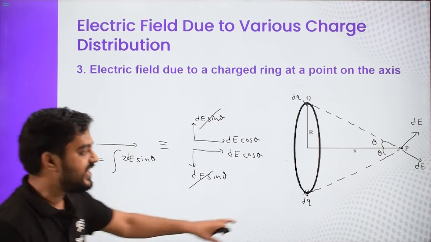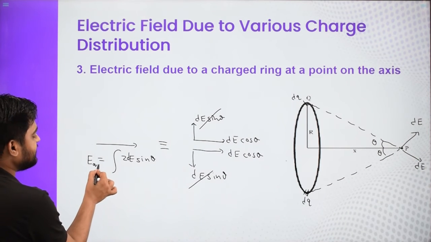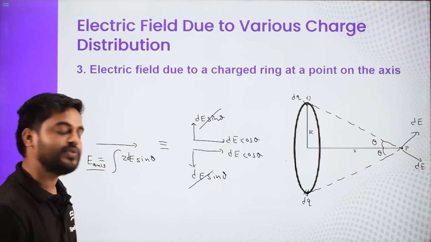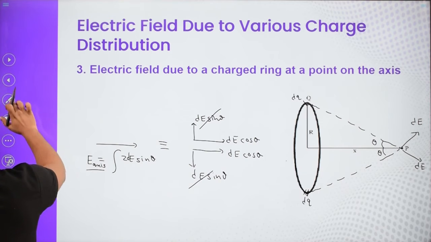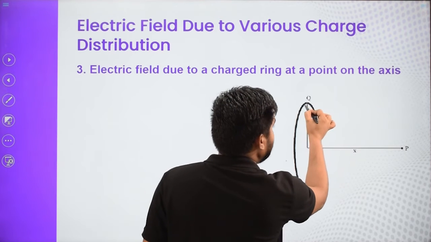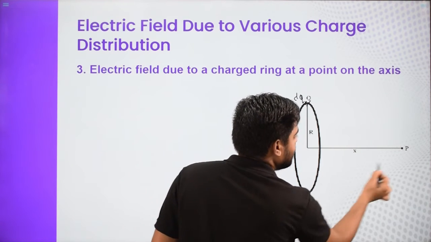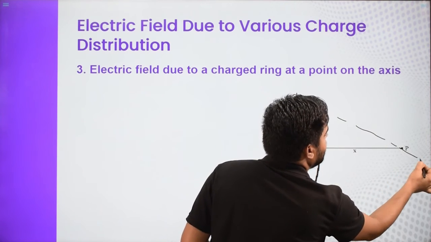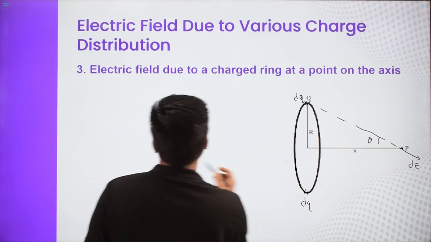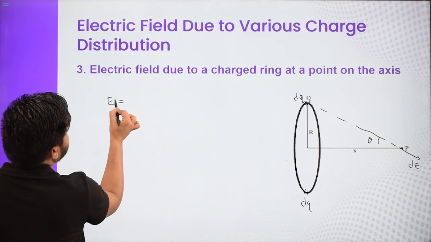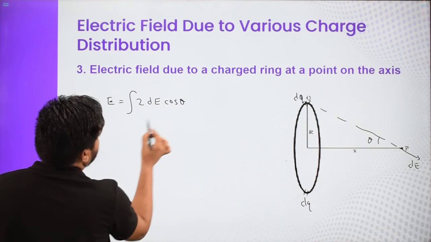And we know due to symmetry, the electric field is going to be along the axis itself. So you can say along the axis, the electric field due to a ring. So my purpose is to find 2 dE sin theta. So let us find that. First, this was dq, this was again dq, it was dE, and this was theta. So the total electric field is nothing but the integration of 2 dE cos theta.